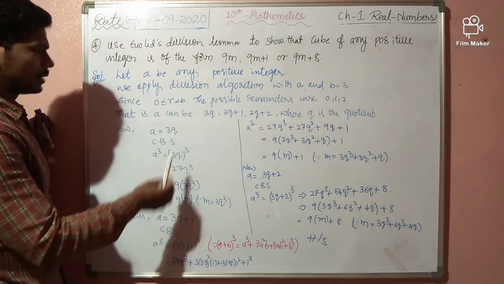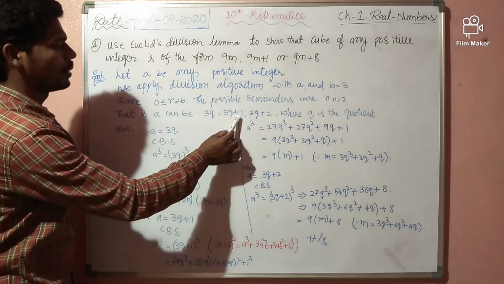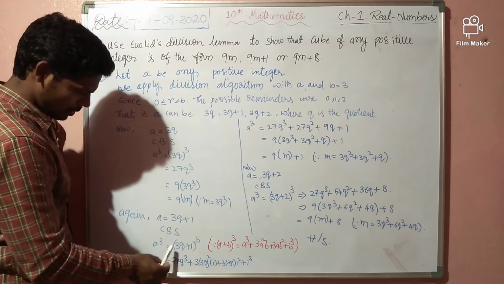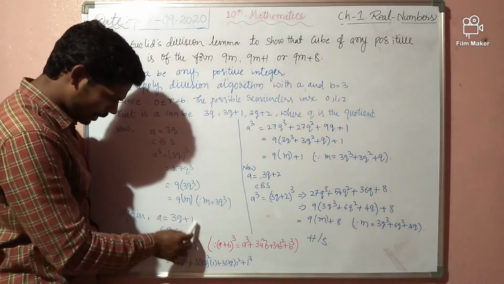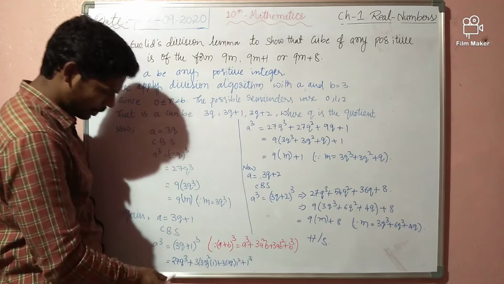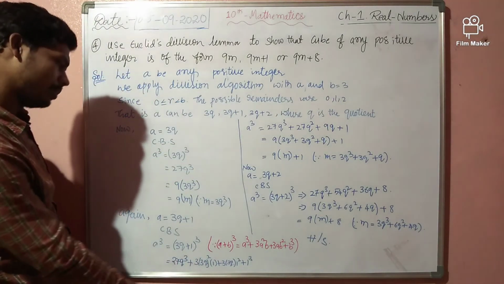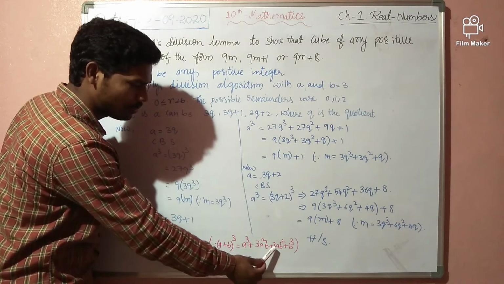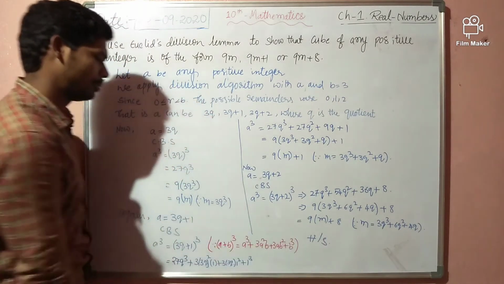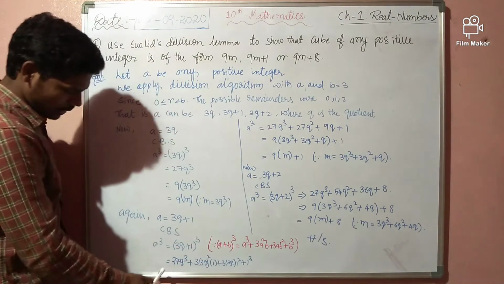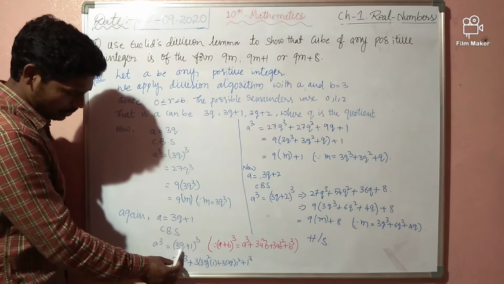Next, again, now a is equal to 3q plus 1. So cube on both sides, a cube is equal to 3q plus 1 whole cube. This is in the form of a plus b whole cube. So a plus b whole cube is equal to a cube plus 3a square b plus 3ab square plus b cube. So write this in the form of this one. So a cube, a is nothing but 3q.